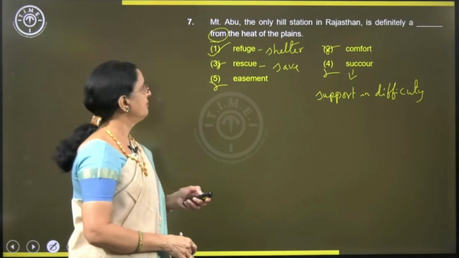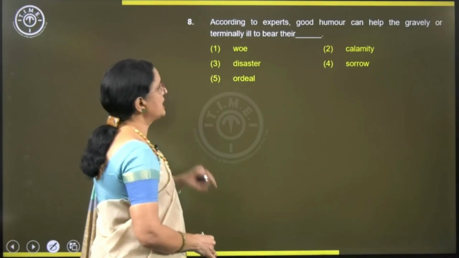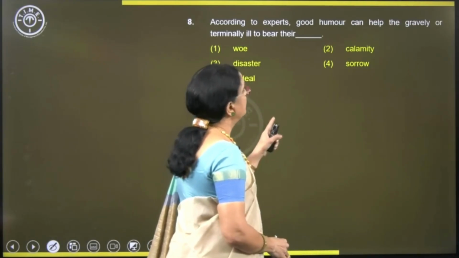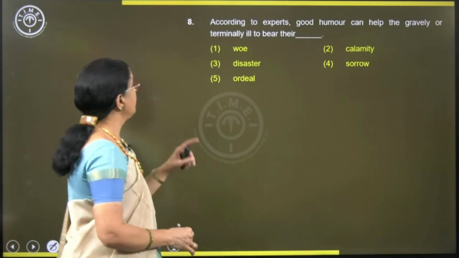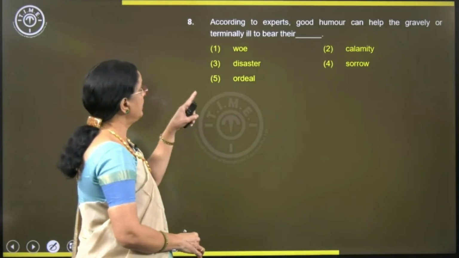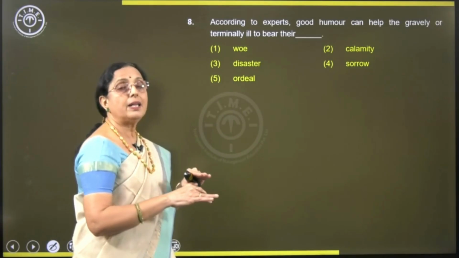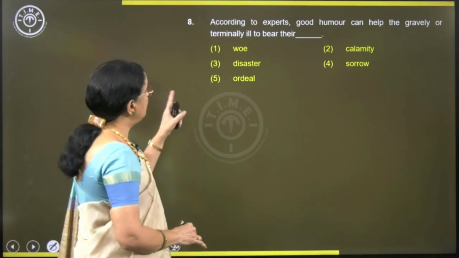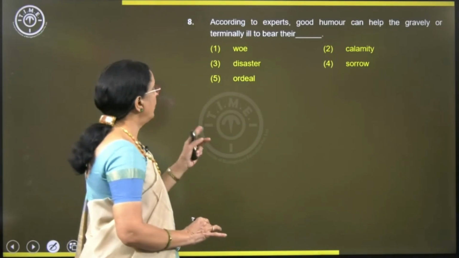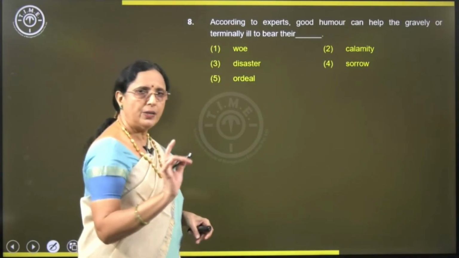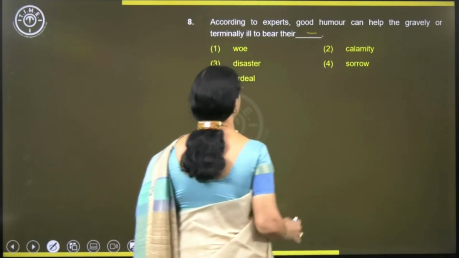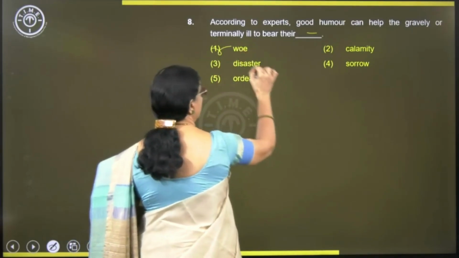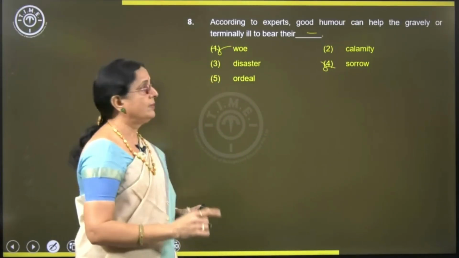Right. Clear? Next one. According to experts, good humor can help the gravely, seriously or terminally ill. Fine. Good humor helps the people who are terminally ill or who are suffering from chronic ailments to tolerate their what? Positive or negative? Undoubtedly negative. What is the negative? Is it sorrow? It's not bear their sorrow. It's related to pain.